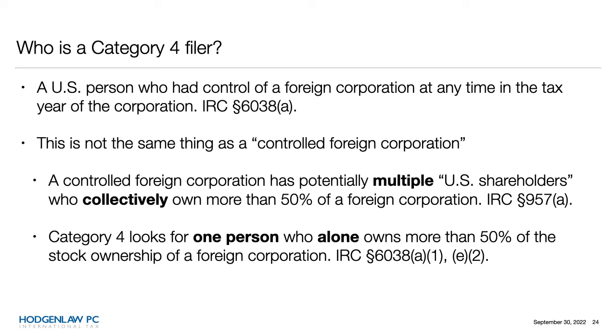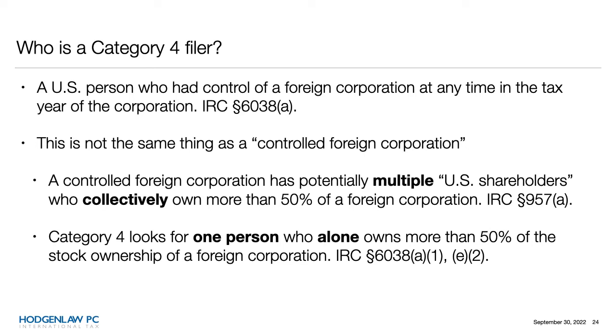So a Category 4 person is first a U.S. person, so it could be human, could be an entity, that has control of a foreign corporation at any time during the tax year. There used to be this rule, 30 days and all that stuff. And at the moment, the rule is that you just had control at any moment in time in the tax year of the foreign corporation.